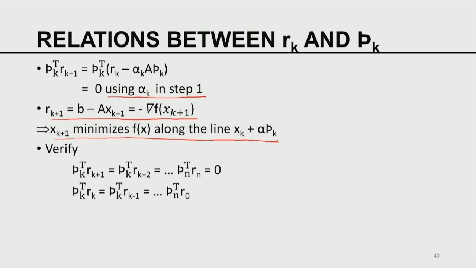So from here you can readily verify the following sequence of relations. pk transpose rk plus 1 is equal to pk transpose rk plus 2, up to pk transpose rn, which is 0. Likewise, pk transpose rk, pk transpose rk minus 1, down to pk transpose r0, is 0. That is orthogonality. These two properties essentially follow from the analysis we have given. These are important properties that one should understand. This tells you the intrinsic relation that exists between conjugate directions and the gradient directions, which are the residual directions, which are negative the gradient.